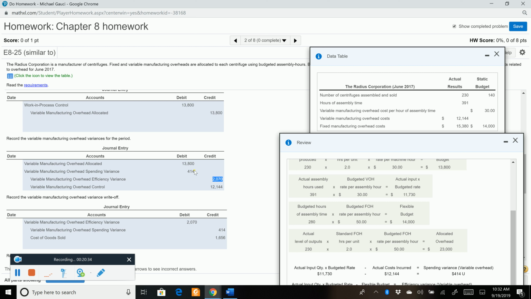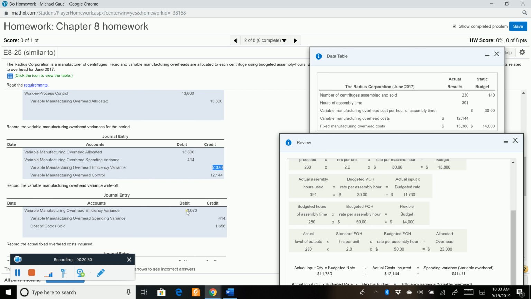All right, and so these accounts, 414 and 2070, the last journal entry is to basically get rid of these variance accounts. And we're going to write them off at the end of the year to cost of goods sold, which is this next journal entry. We will write off or zero out the efficiency variance with a debit. Remember, we credited it up here, so we'll debit it to get rid of it. The 414 debit spending variance, we'll get rid of it with a credit, and we will close out these accounts, write them off, if you will, to cost of goods sold. They should be relatively immaterial, and in this case, relatively speaking, immaterial.